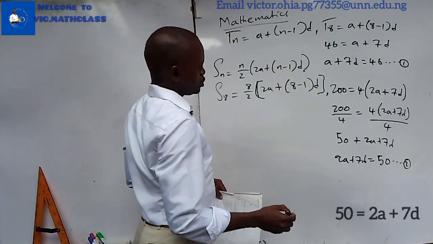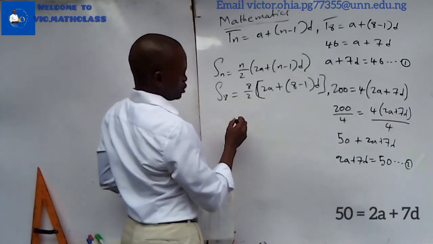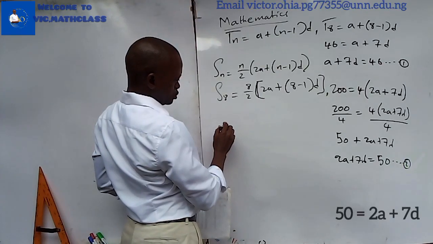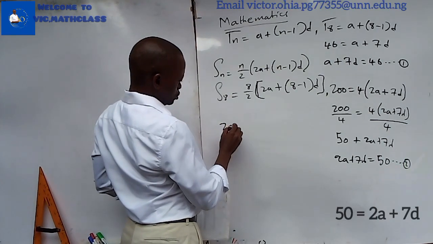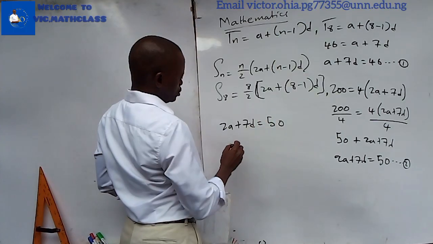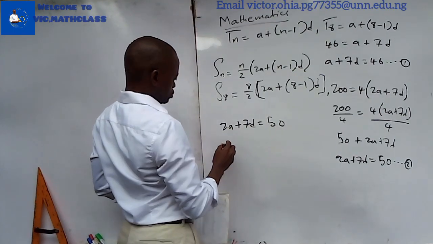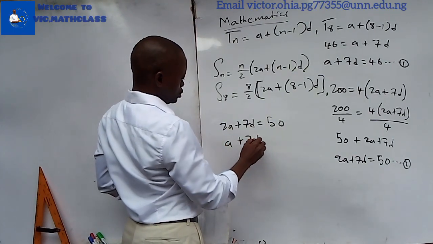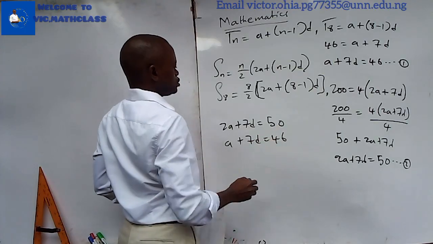Okay, so let me extract the two equations together. So I am having in the second equation 2a plus 7d equals 50, and I'm having in the first equation a plus 7d equals 46.